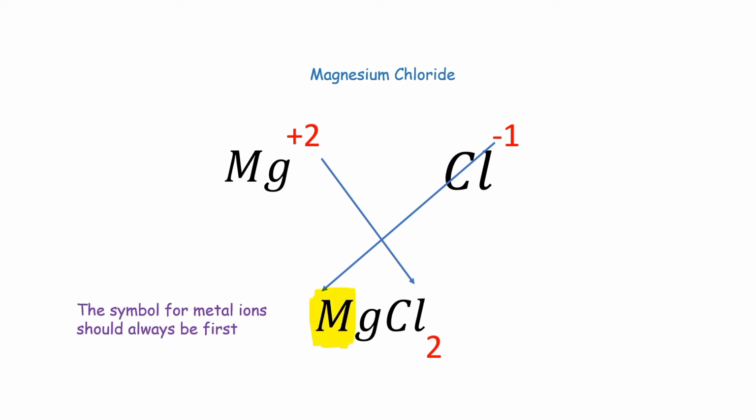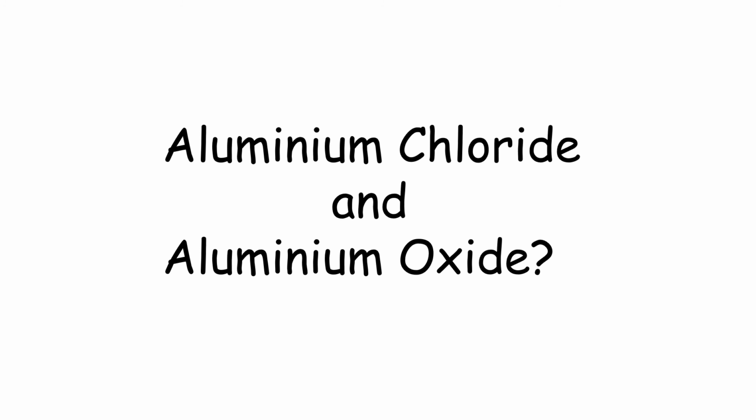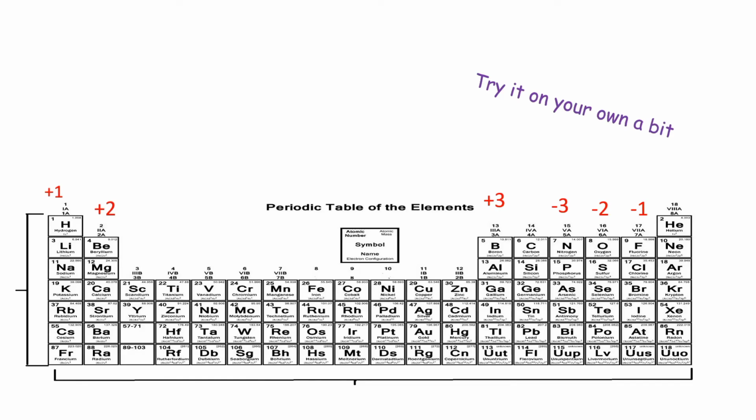A very important point is that the symbol for metal ions should always be first, and polyatomic ions should be placed in brackets, such as magnesium carbonate with Mg, the metal ion symbol, first, and then the CO3 carbonate ion in brackets. Now, can you figure out the formula of aluminium chloride and aluminium oxide? I would really recommend you to pause the video for a while and try it on your own.